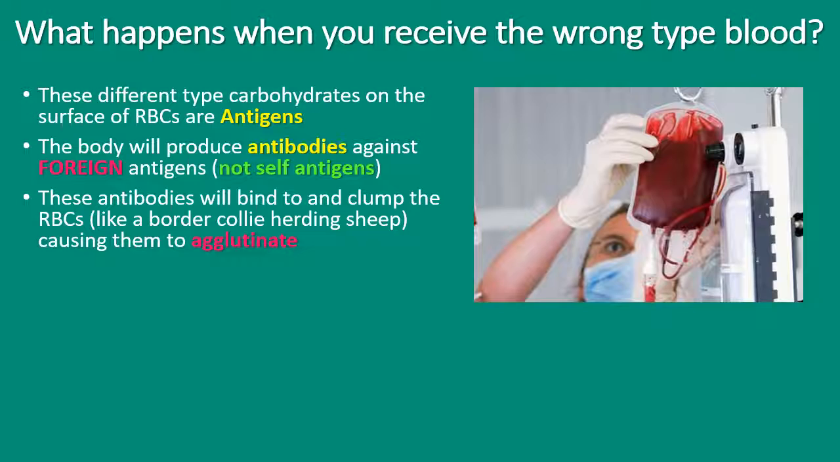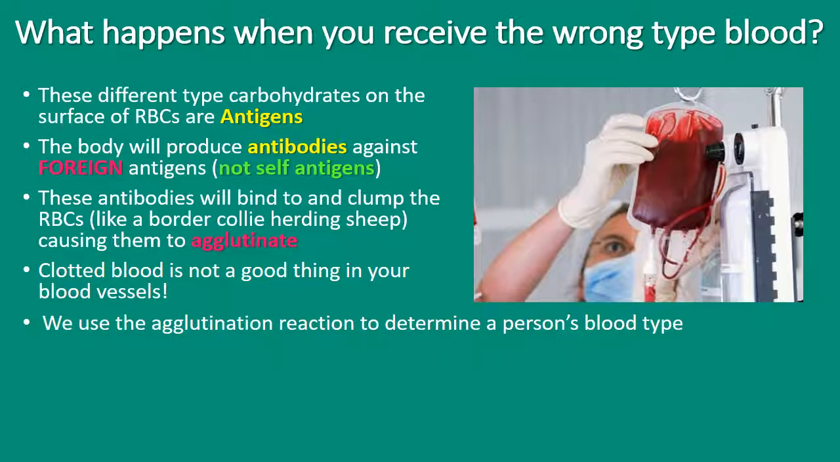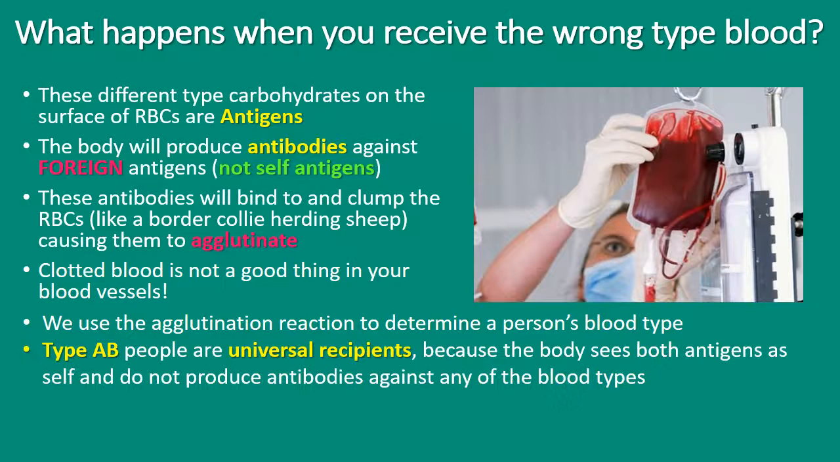However, if you have type A blood and you get type B blood transfused, your body will see that type B carbohydrate as being foreign and will produce antibodies against it. Now, when that happens, the antibodies actually bind to the red blood cells and kind of corral them all together, causing them to agglutinate, which creates blood clots, which are never a good thing to have. We can actually use this agglutination reaction to determine a person's blood type. So we don't have to take their DNA and sequence the DNA and figure out what alleles they have. All we have to do is take their blood and do these agglutination tests to see which types of antigens are present on the surface of their cells.